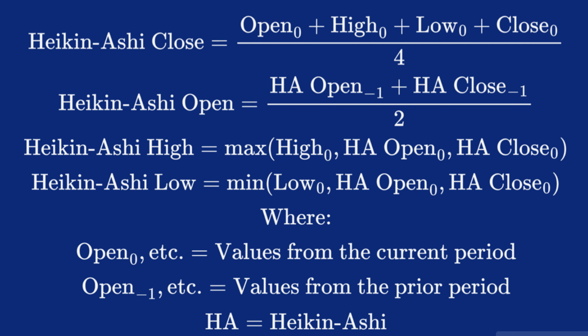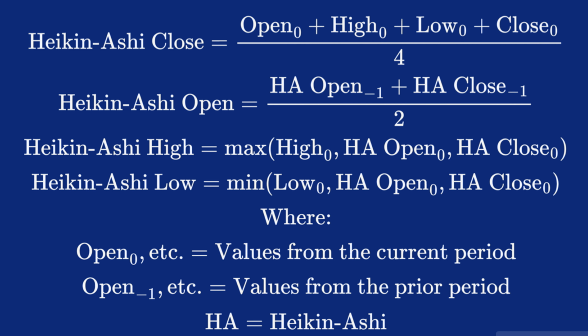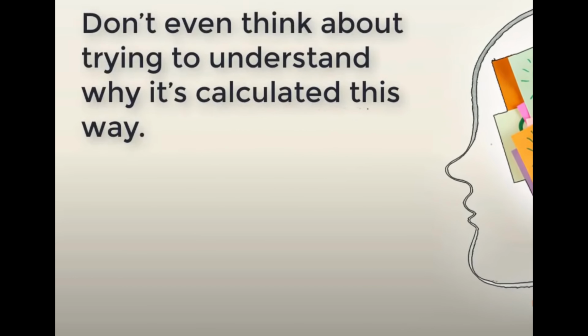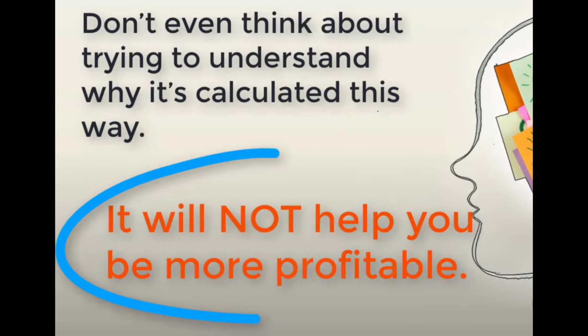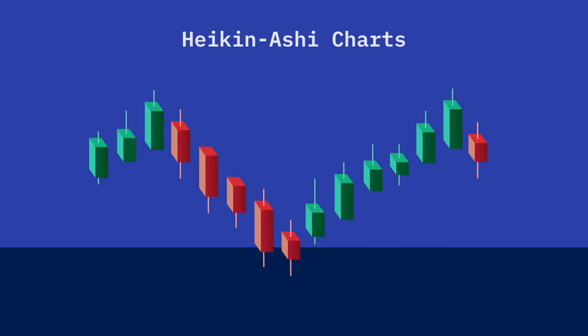Heiken Ashi low equals the lowest of low, close, and open. By the way, please don't bother to memorize this formula, and don't even think about trying to understand why it's calculated this way. It will not help you be more profitable or help you become profitable at all. Just understand that it's meant to help you identify trends better in the market.